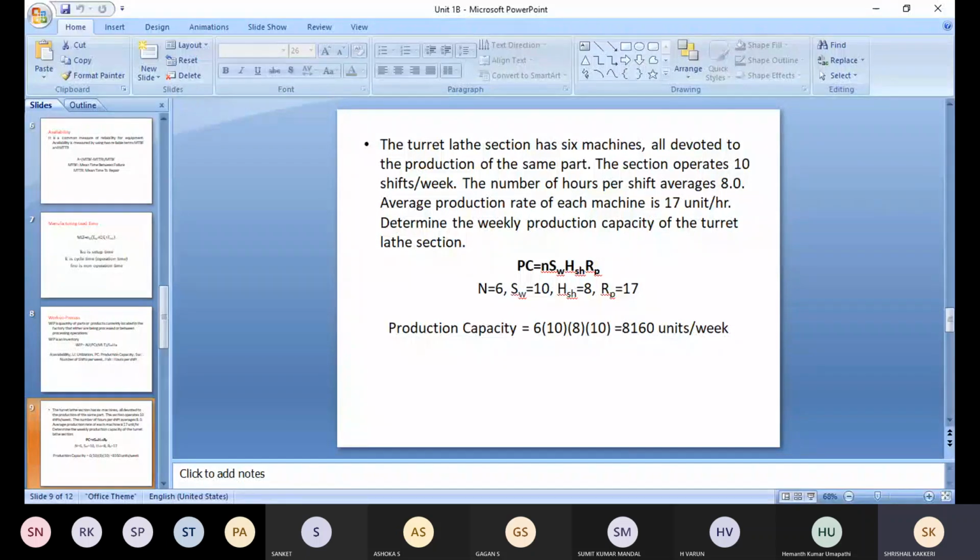And the next one, increased flexibility. The flexibility will be increased. That means for any machine or any system, if any small changes are required, we must be flexible enough to change its configuration. So that is increased flexibility.